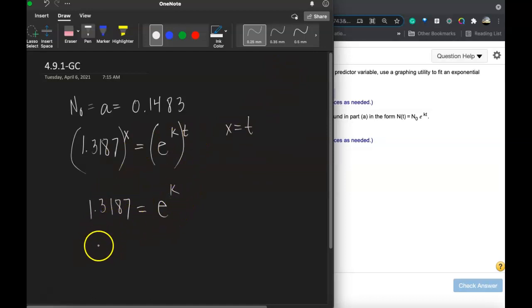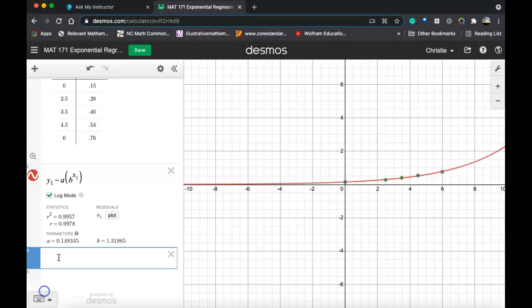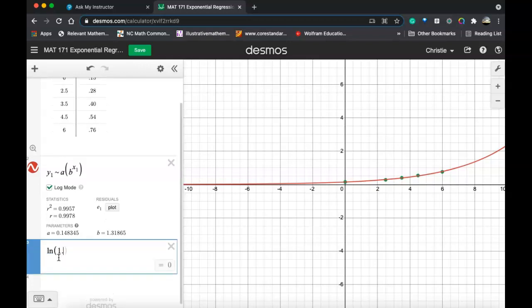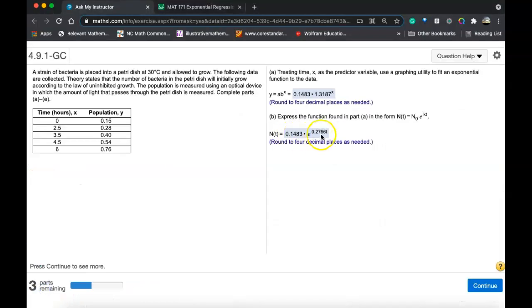To do that, I can rewrite this as a logarithm, taking the natural log of that expression. So I'm going to find the natural log of 1.3187, and that gives me k, the growth rate. I'll come back over here to do that natural log of 1.3187, and I get this approximate value. I think I also have to round to 4 places. Piecing those two parameters together in this form of the exponential model, we get the following equation.